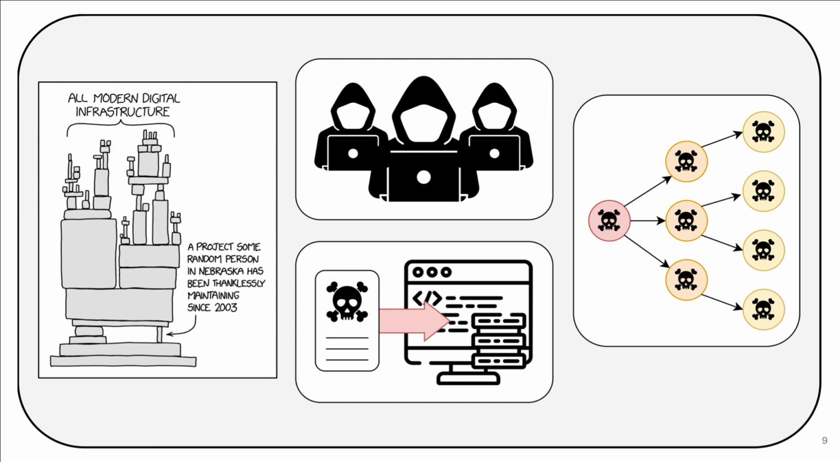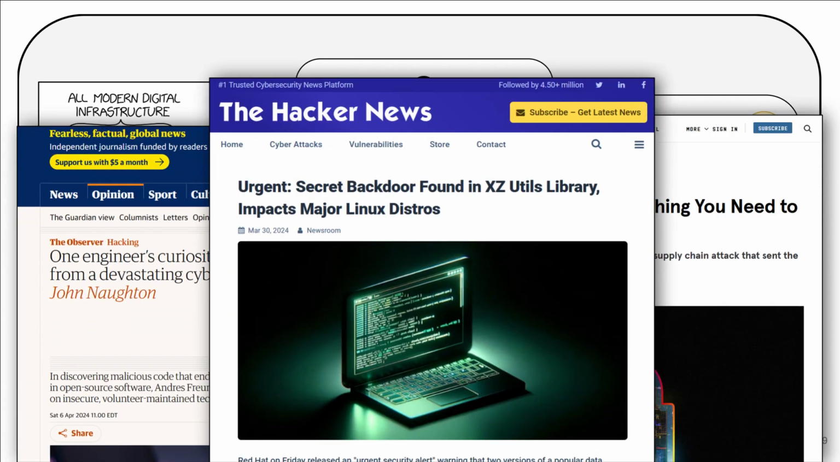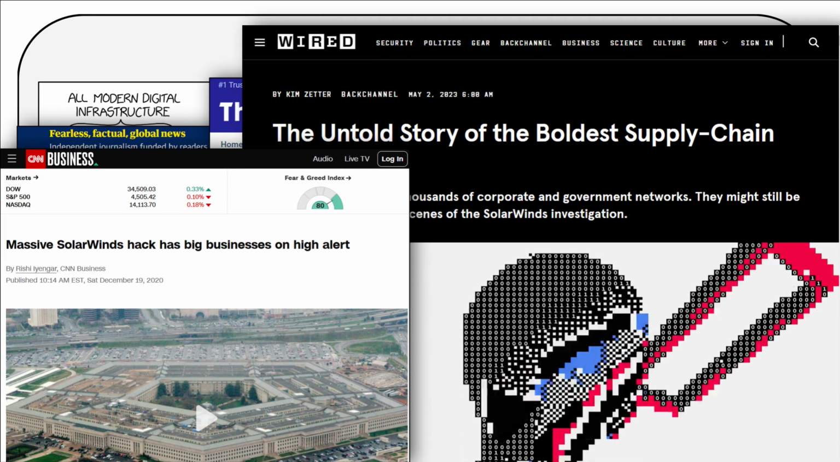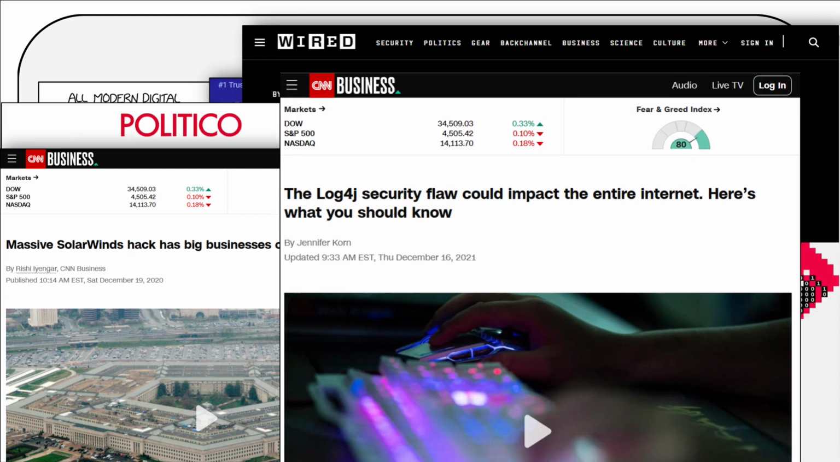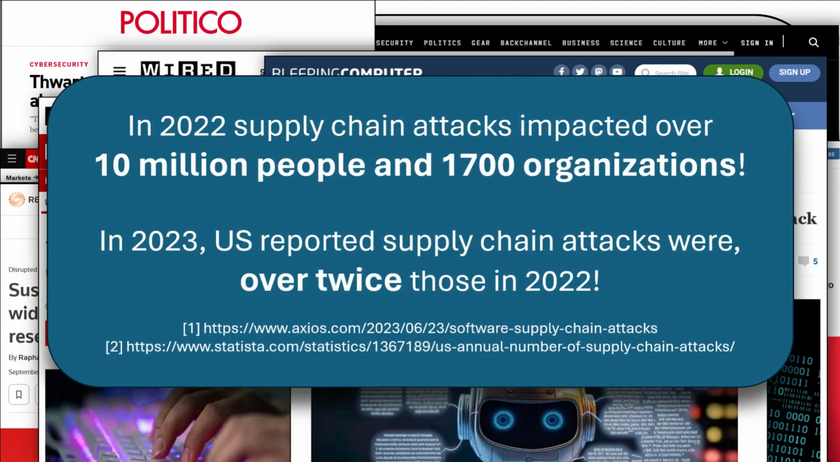We don't need to imagine this scenario, actually, because it happened quite recently with the compromise of the XZ library, specifically versions 5.6.0 and 5.6.1. And if you'll recall, in 2020, we also had the SolarWinds breach. These two are not isolated incidences. This actually happens more often than you would think. In fact, in 2022, supply chain attacks impacted over 10 million people and 1,700 organizations. And in 2023, in the United States, the reported supply chain attacks were over twice what was reported in 2022.